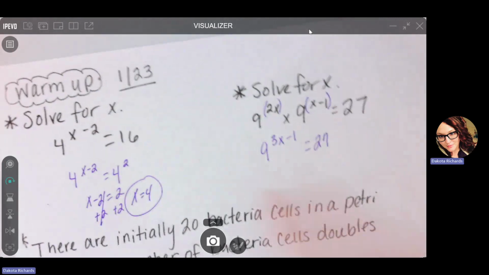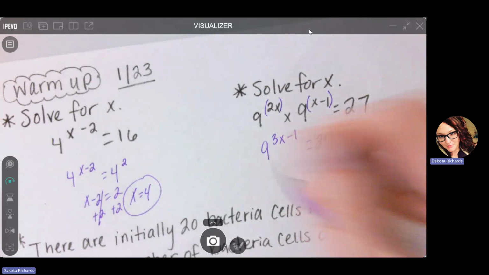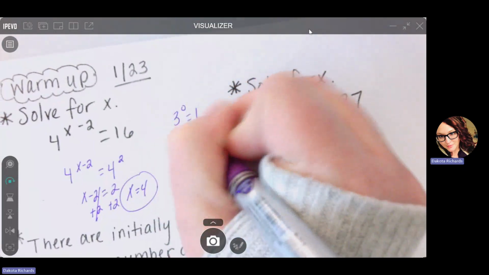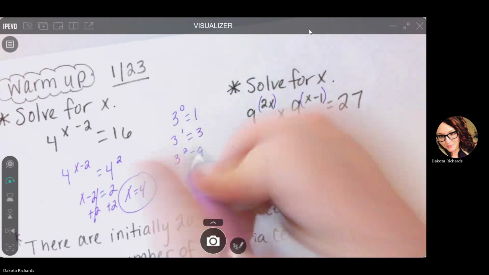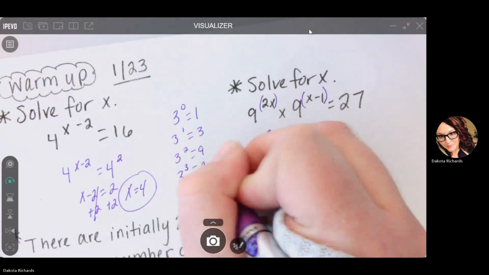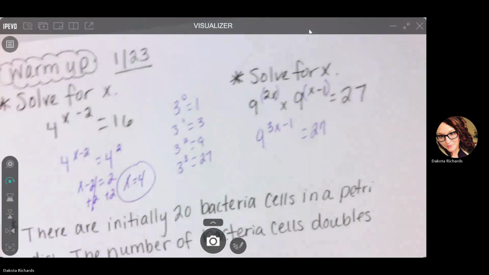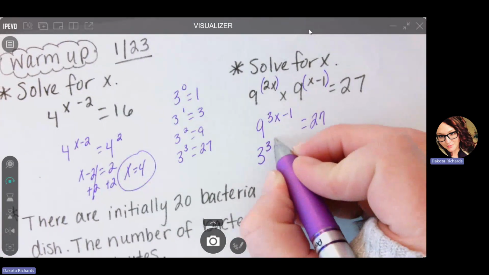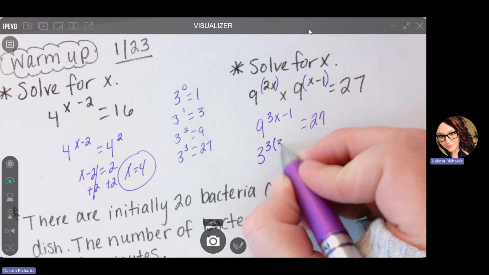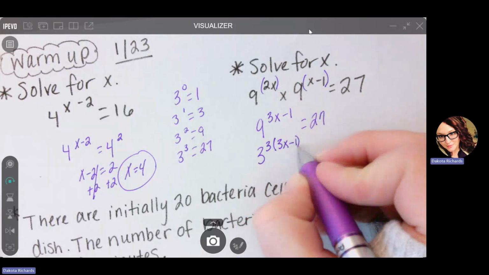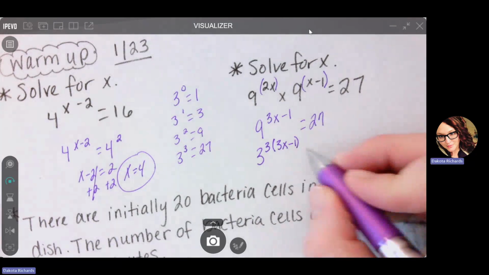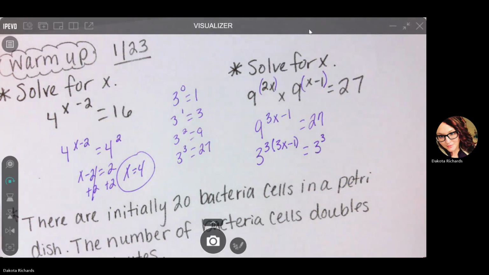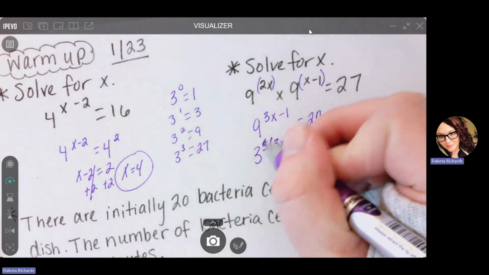The next thing I would do, change these both to base 3. So you know that 3 to the 0 is 1. 3 to the first power is 3. 3 squared is 9. 3 cubed is 27. So we can change this 9 to be base 3. And then we still have a 3 as an exponent, and we're going to multiply it times the other exponent of 3x minus 1. Then we're going to change 27 to be 3 cubed. This should be a 2, sorry.